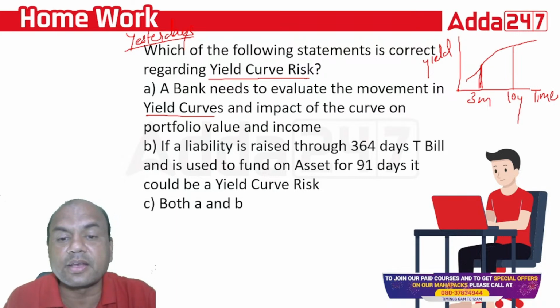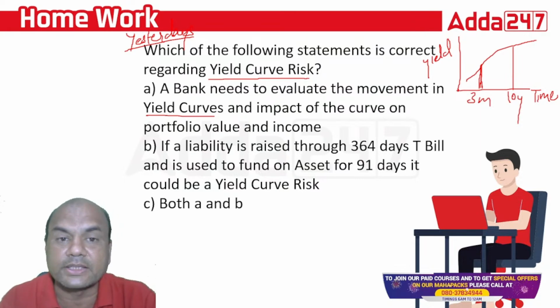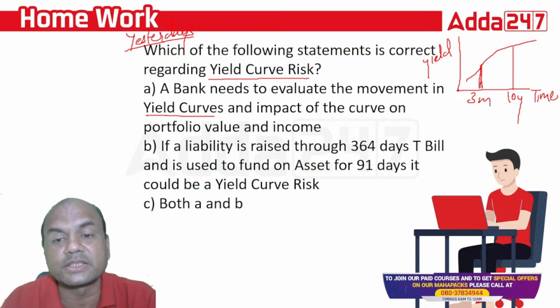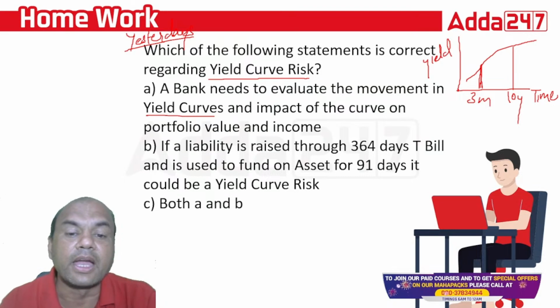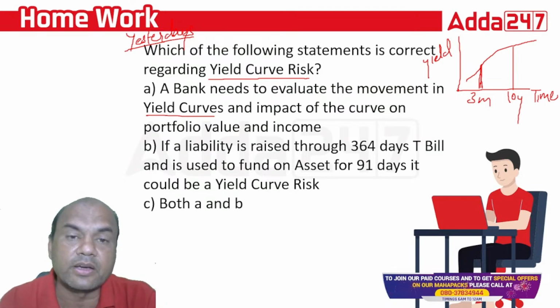If the liability is raised through a 364-day T-bill and is used to fund an asset of 91-day T-bills, it will lead to yield curve risk. Liability is raised, and used to fund an asset means I am funding an asset. If I take a deposit of, let's say, 364 days and give a loan of 91 days, will I be facing a yield curve risk?